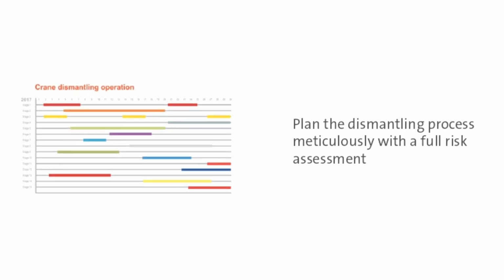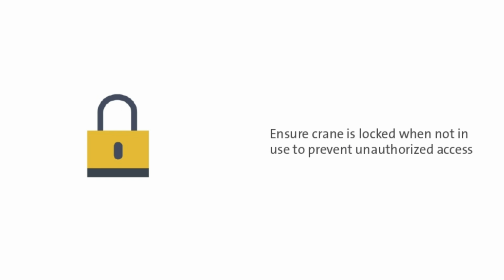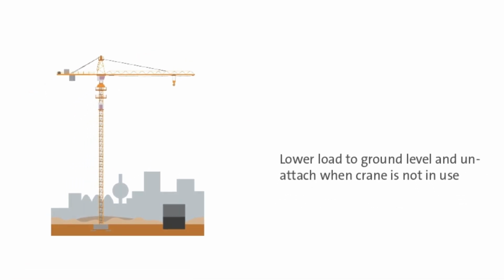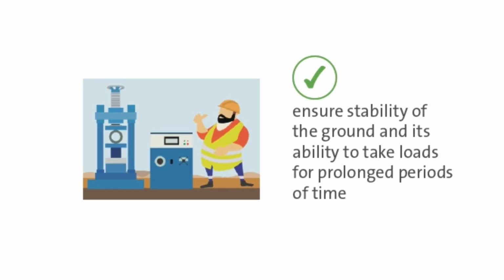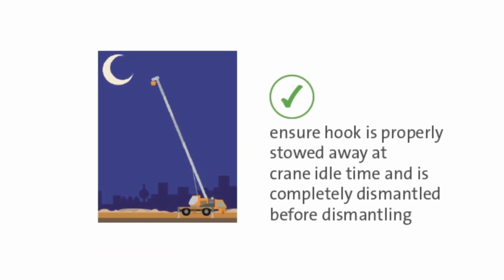Dismantling the crane. Plan the dismantling process meticulously with a full risk assessment. Ensure crane is locked when not in use to prevent unauthorized access. Lower load to ground level and unattach when crane is not in use. Do's and don'ts. Ensure stability of the ground and its ability to take loads for prolonged periods of time. Ensure that the crane is solely switched off and locked when not in use. Ensure hook is properly stowed away at crane idle time and is completely dismantled before dismantling.